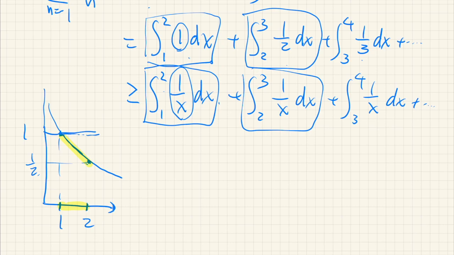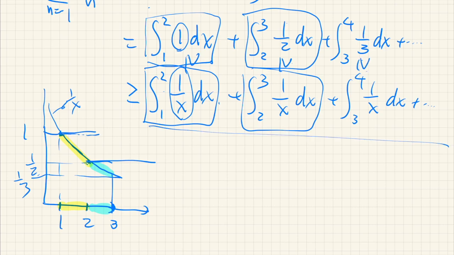So between 2 and 3, we have 1 over 3. In this interval, the value of the function 1 over x is less than or equal to 1 over 2. So this, and this, and so on. So in total, we have this inequality.